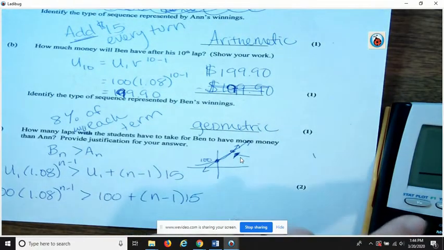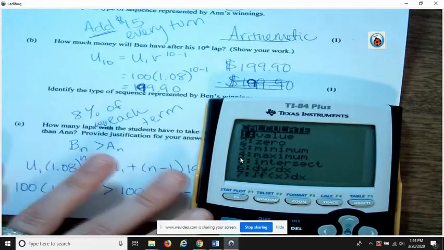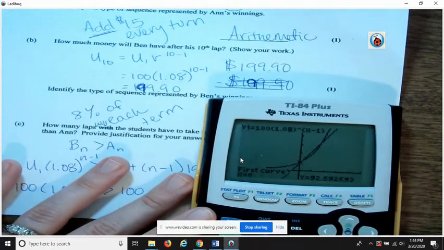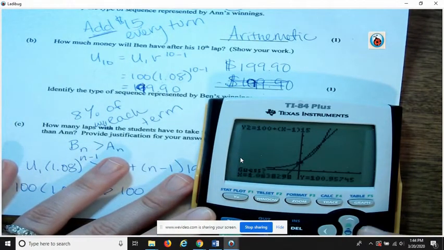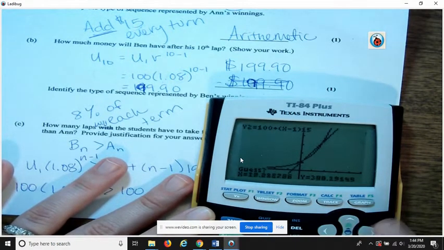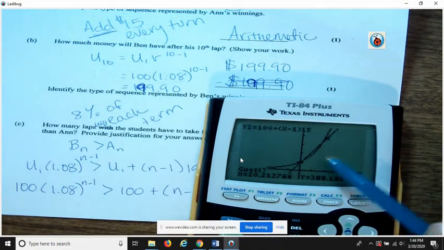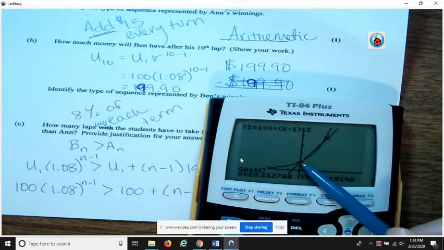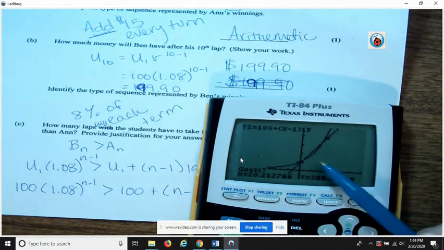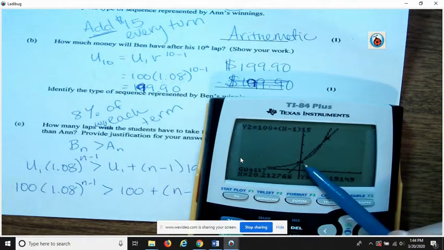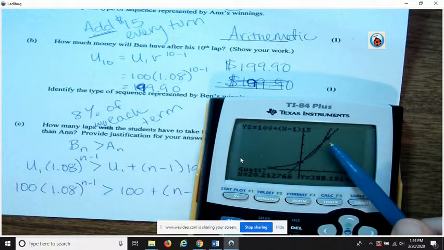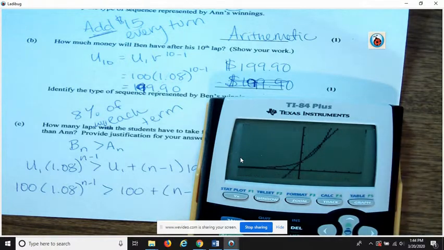So I'm going to do second calc, go down to intersect. It's going to ask for my first curve, my second curve, and then it's going to ask me to guess. I want to move my cursor up towards the point where I think it is, because down here, obviously, they're going to be equal because they both start with $100. That's not interesting. We want to figure out what it is when they've taken turns. So it's going to be 16.7.